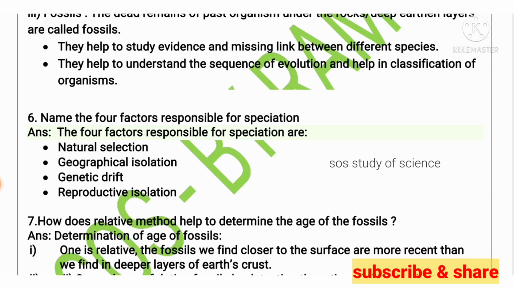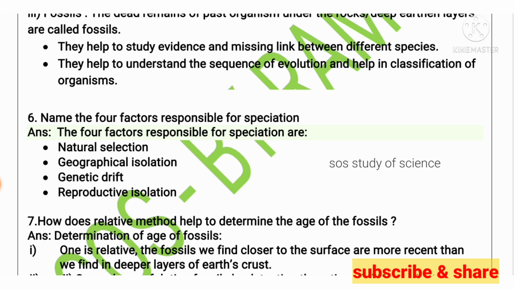Moving to next question. Name the 4 factors responsible for speciation. Dear students, they can also ask about what is meant by speciation. How can you define? See, speciation means origin of new species from the existing species. That means already some kind of organisms are there. From those organisms only, new organisms are being born. Okay, so origin of new species from the existing species, we will call it as speciation.